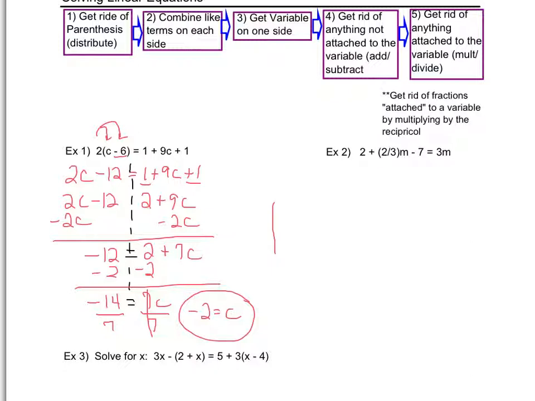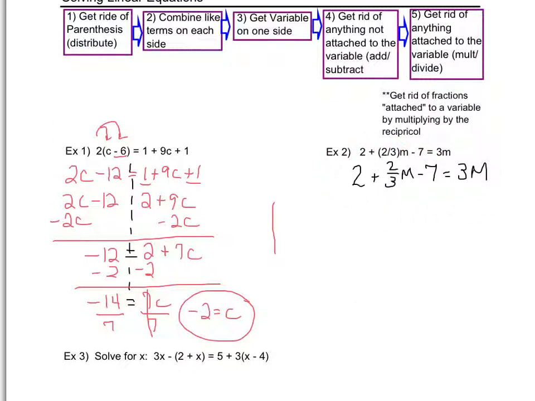Moving on to example 2, working through the same process. Before I start it, I'm going to rewrite it because the program that I use to make these doesn't do fractions very nicely. So this is 2 plus 2/3 m minus 7 equals 3m. So that's what this problem is saying. First thing I'm going to do is get rid of parentheses by distributing. But notice I don't have any parentheses, so I can skip step 1.